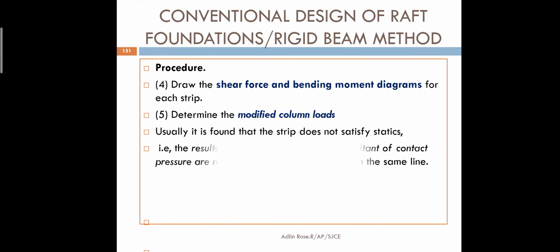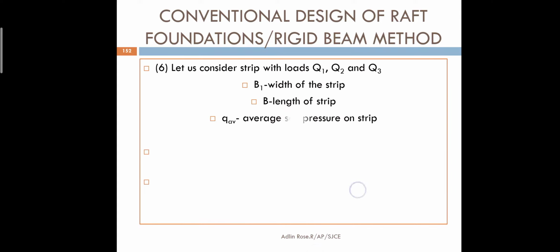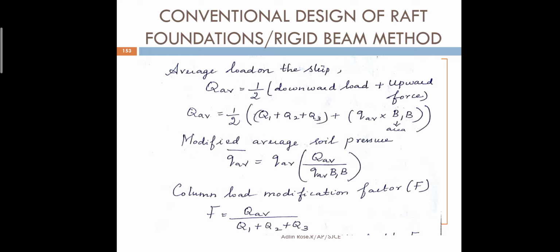Okay, these are considered. Now we will resolve the forces. So when you take the average load on the strip, Q average, what is the load? என்ன சொல்லுவோம்? Total load can be written as downward load plus upward force. இந்த ரெண்டையுமே when you add it, you get the total load. Now for the average, you put the downward load plus upward load divided by 2, since it's the average load.